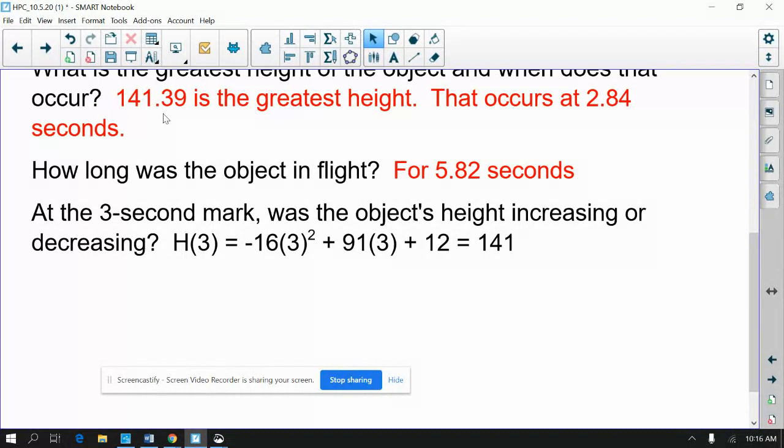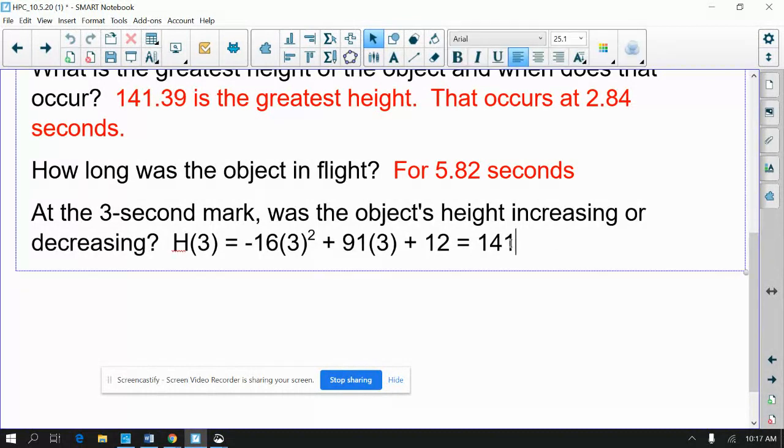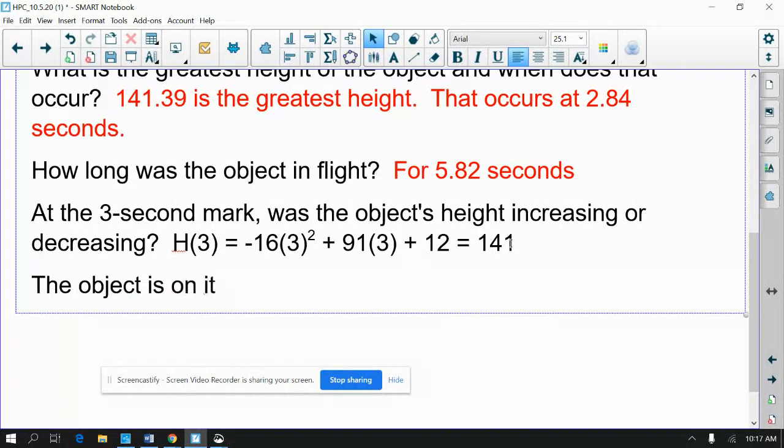Wow, that's really close to its maximum height. Is it just before it reaches its maximum height or just after? Is it on its way up to meet its maximum, or on its way down to the ground? Without even looking at the graph, we can tell, because remember, the maximum height occurs at 2.84 seconds. So at the 3-second mark, it's already past the maximum. So it is on its way down. The object is on its way down at x equals 3 seconds.